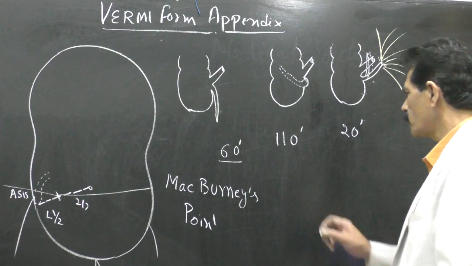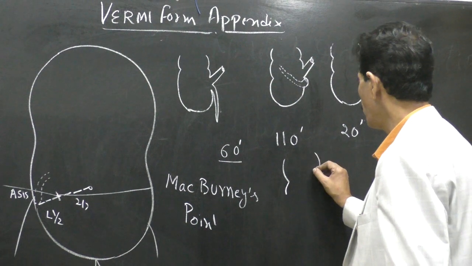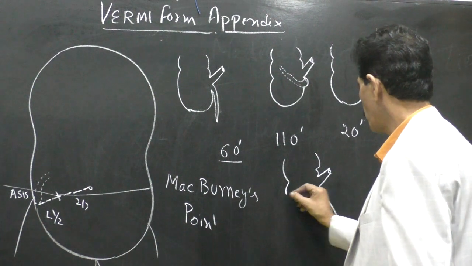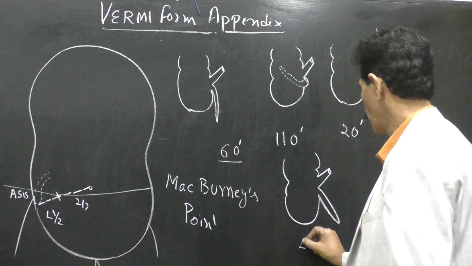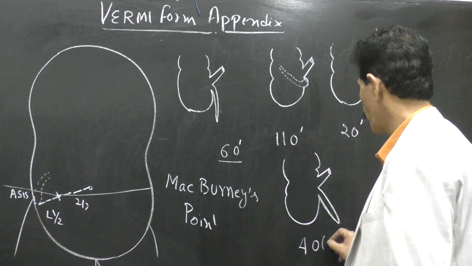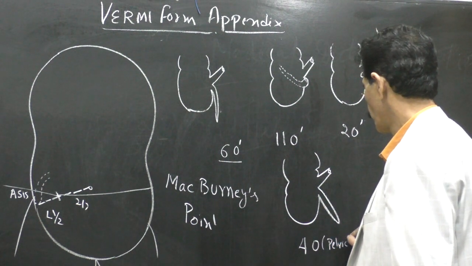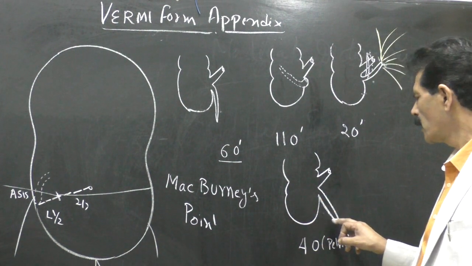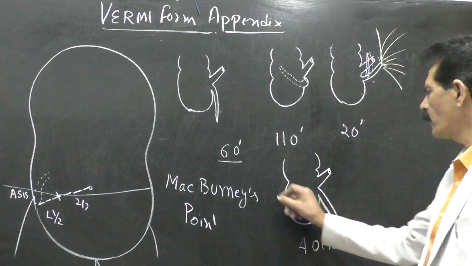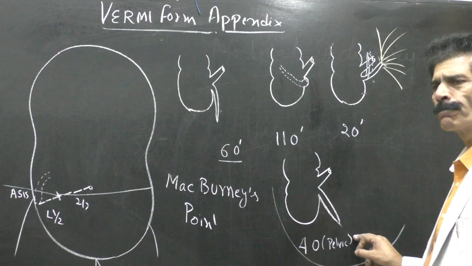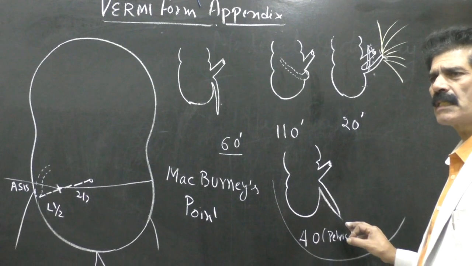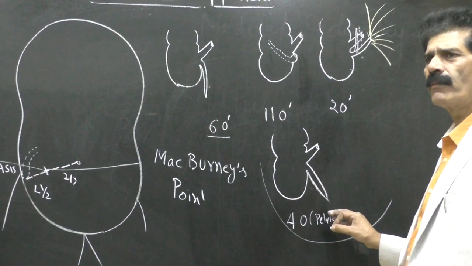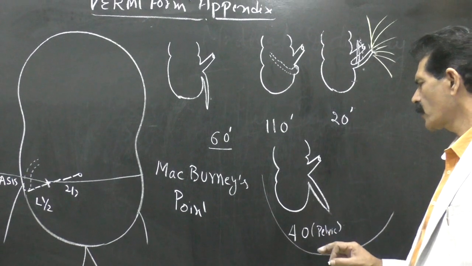Another position of the appendix is the pelvic position. In the pelvic position, it is called the 4 o'clock position. It is comparatively safer, because if rupture occurs after appendicitis, the whole jet of infected material will be confined to the pelvic cavity, and the pelvic spaces, we know, increase the surface area of the peritoneum, and the drainage of the infected material is very brisk. So it is a safer position.